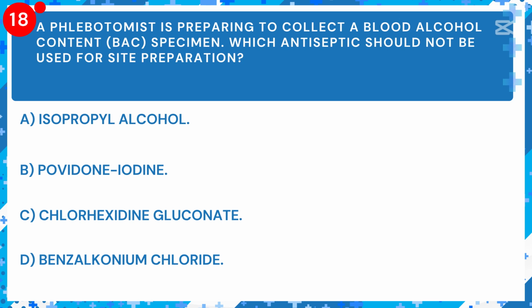Question 18. A phlebotomist is preparing to draw a blood alcohol content, BAC, specimen. Which antiseptic should not be used for site preparation? A. Isopropyl alcohol. B. Povidone iodine. C. Chlorhexidine gluconate. D. Benzalkonium chloride.